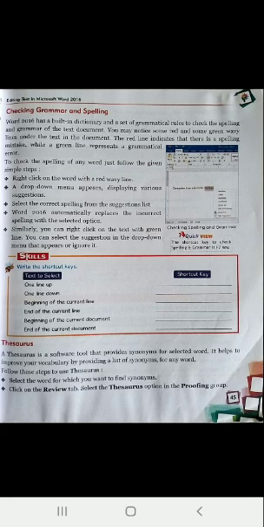Now, Thesaurus. Thesaurus is a software tool that provides synonyms for a selected word. For example, select any text of your choice, like the word help. If you select help and click on the thesaurus option, all the synonyms of help will appear in a list. You will select any of your choice.